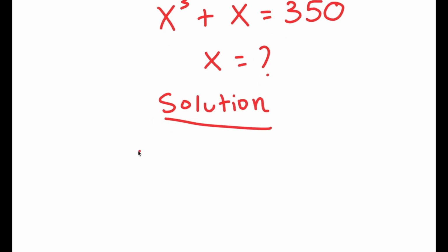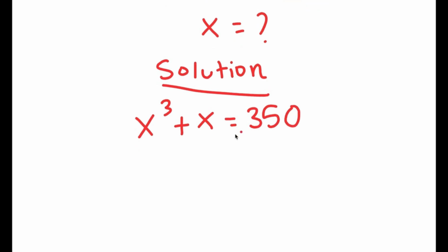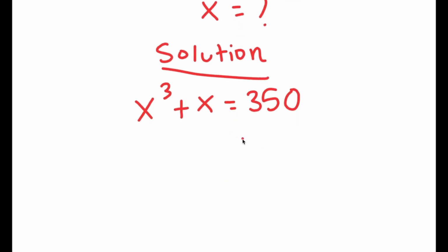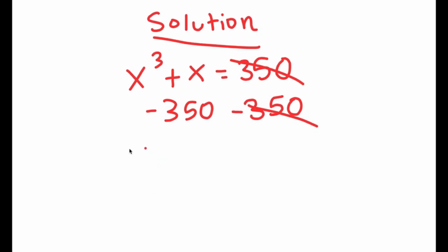I'm going to rewrite my equation. So x to the power of 3 plus x is equal to 350. And now, I'm going to subtract 350 on both sides. So then these two cancel out, and I get x to the power of 3 plus x minus 350 is equal to 0.